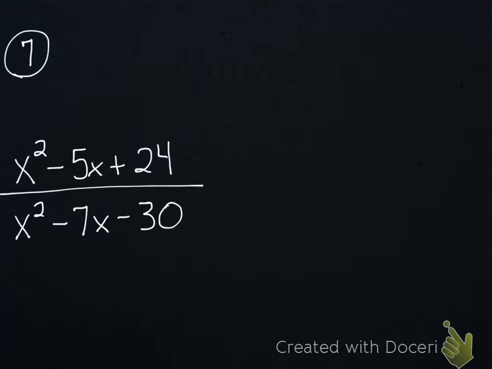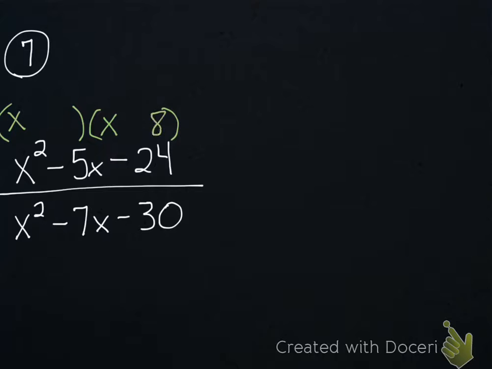Number 7. A quadratic over a quadratic, so I need to factor both of them. The numerator. What two numbers multiply to give me 24? And that 24 is negative. So that means I'm going to subtract to get the middle term, which is 5.